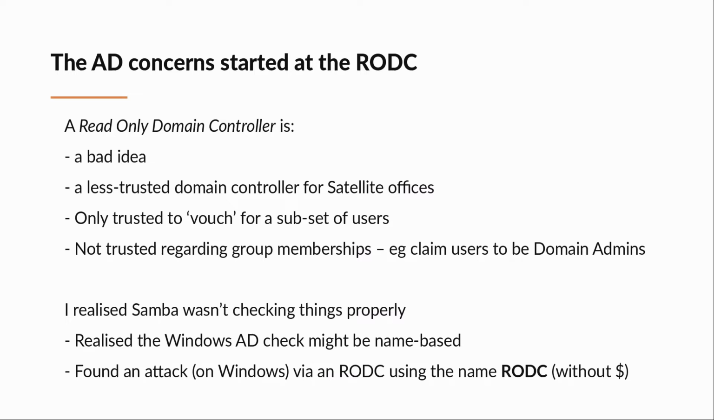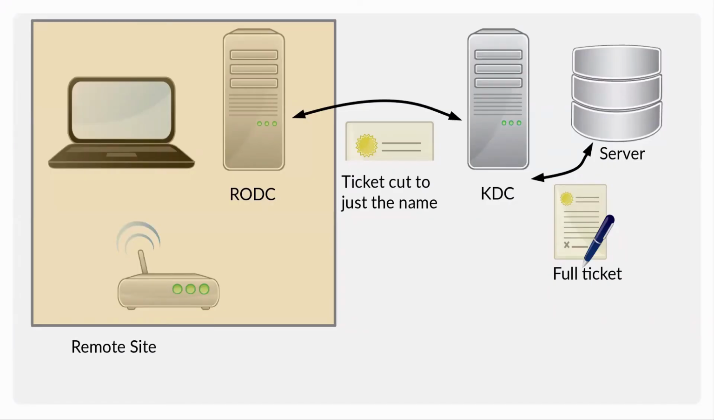But the idea is something which I'll show on the next slide, that the RODC is really for this idea that you've got a remote site with an RODC that you don't really trust. Now, because you don't trust it, if someone at the remote site needs to access a privileged server, you can't trust their PAC, because they could just go and put Administrator in one of the groups. So Samba, like Windows, has to cut the ticket back down to just the name when it's being passed between the RODC and the full KDC. But that means you've got to look up the user again and get a full ticket to give to the server. Now, Kerberos tickets don't actually flow where these arrows do, but it's easy to think that they do.